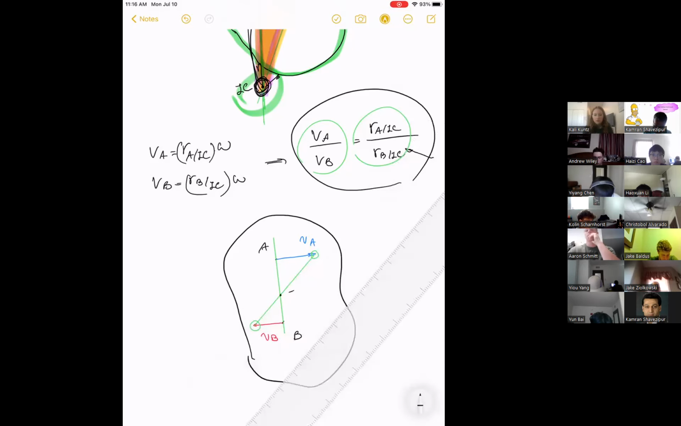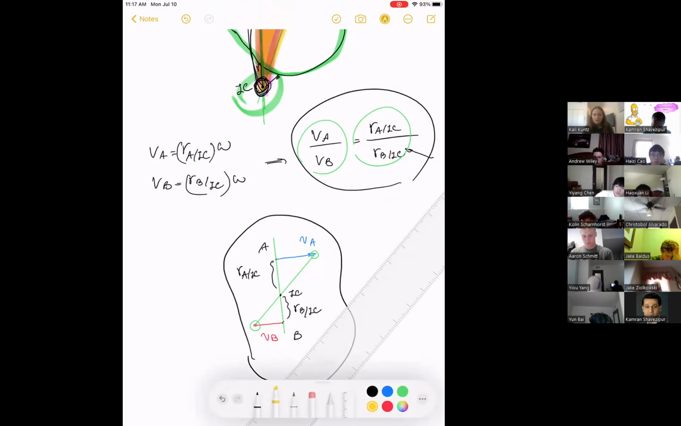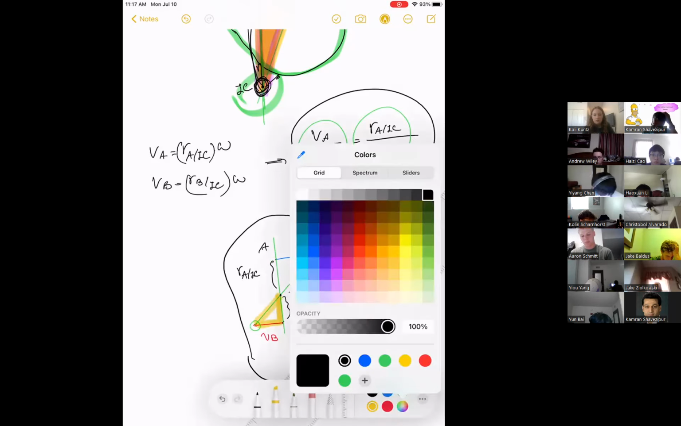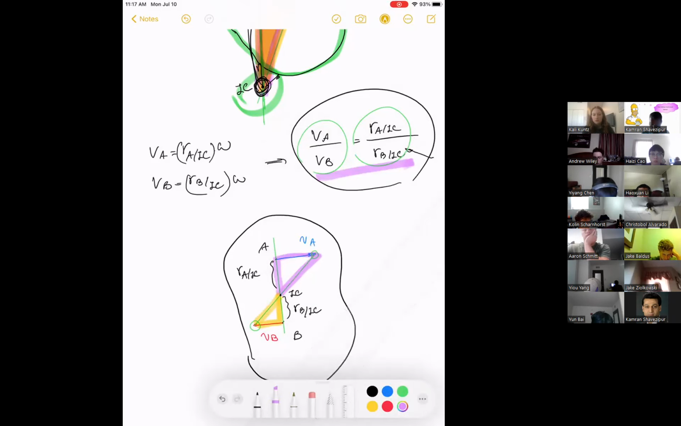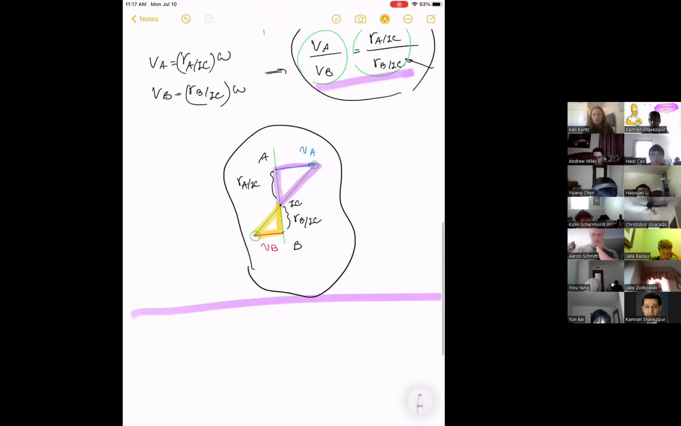This is my IC. This is RAIC. This is RBIC. These two triangles are still similar. This triangle and this triangle are similar. So this equation is still valid, right? Now let me ask you this question. Before asking a question, is the whole concept clear?